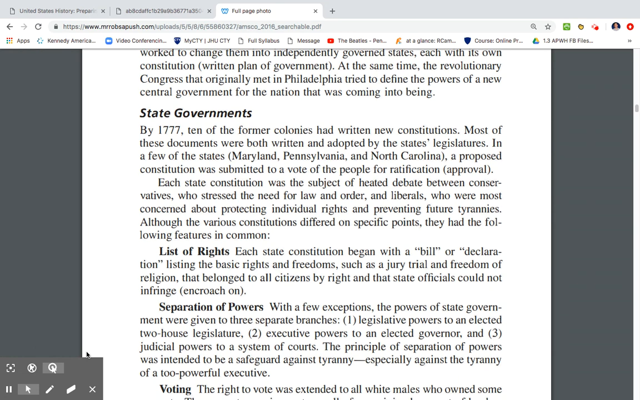List of rights. Each state began with a bill or declaration of rights and freedoms, such as jury trial and freedom of religion, that belong to citizens and that state officials cannot infringe. Think about our Bill of Rights today.